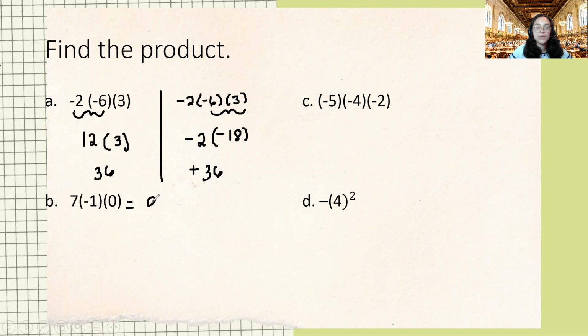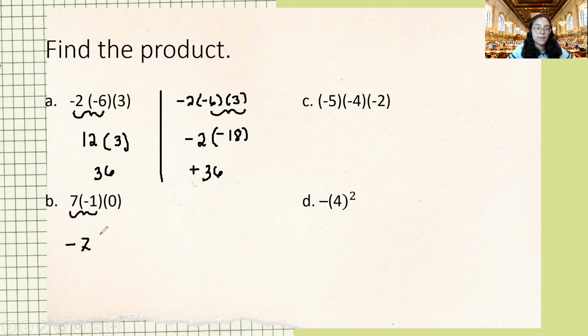But we're going to work through this because we want to build ourselves up to that level where we are confident in our problem solving skills. So here we have 7 times -1 times 0. So I'm going to multiply 7 times -1. So positive 7 times a -1 is going to give me a negative number, and 7 times 1 will give me 7. And my answer will be -7 for this product.